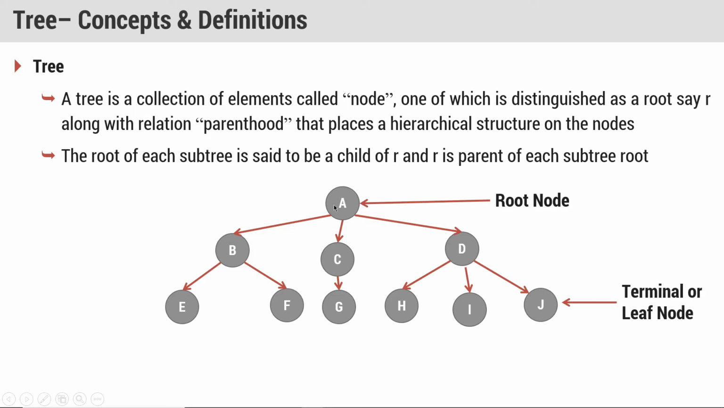Here A is a parent, and B, C, D are all children of parent node A, and R is the parent of each subtree root. So here A is the root, the parent of each and every subtree.